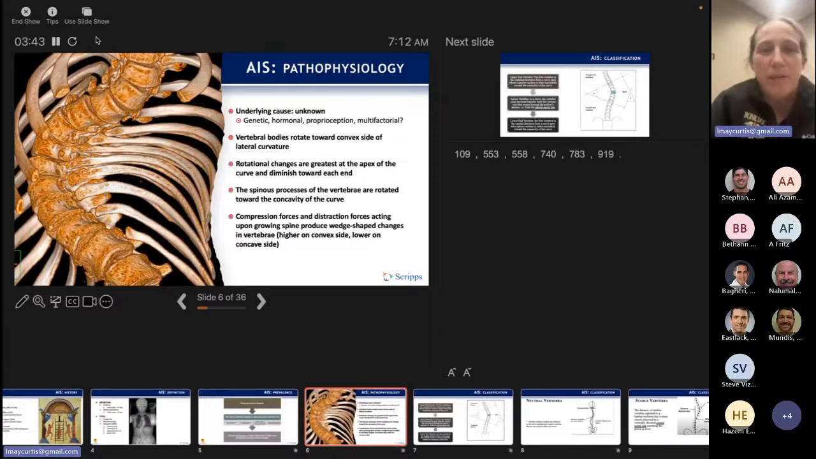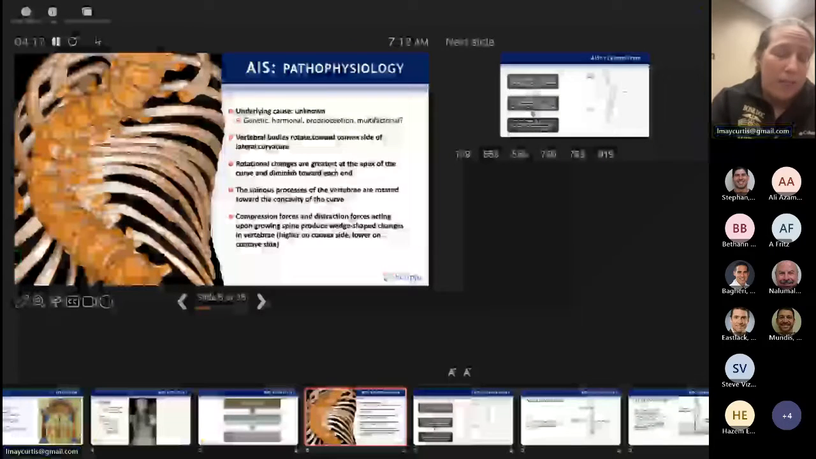So briefly on the pathophysiology, the underlying cause of AIS is still unknown, even though multiple theories have been advanced. These include genetic factors, hormonal changes, and deficits in proprioception. It is likely multifactorial, but no one's really pinned down the exact cause. And as I talked about briefly in the medical history, a lot of the newer advances in scoliosis come from a better understanding that it's a three-dimensional deformity.